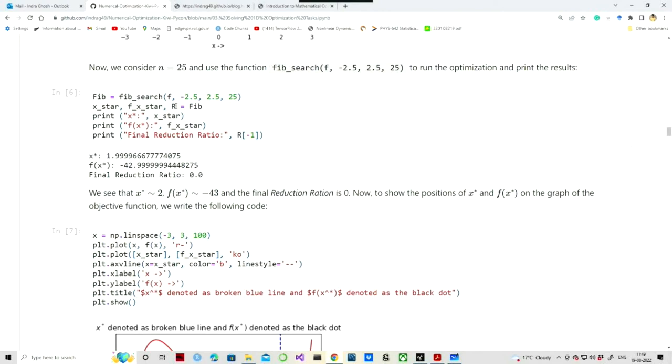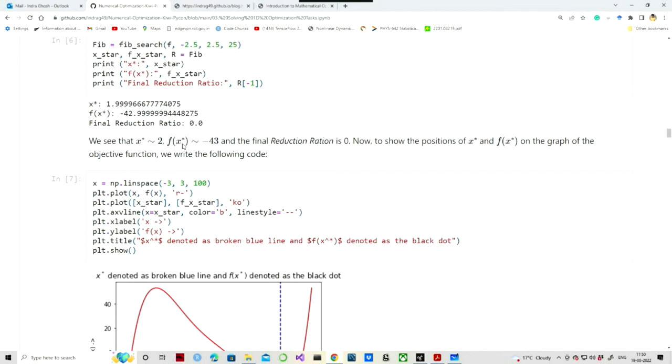So X star is around 2. F of X star is this value, minus 43. And the final reduction ratio, although it shows 0.0, numerically I think it's around 10 to the power minus 4 or 5, if I remember. But yeah, this works pretty good.